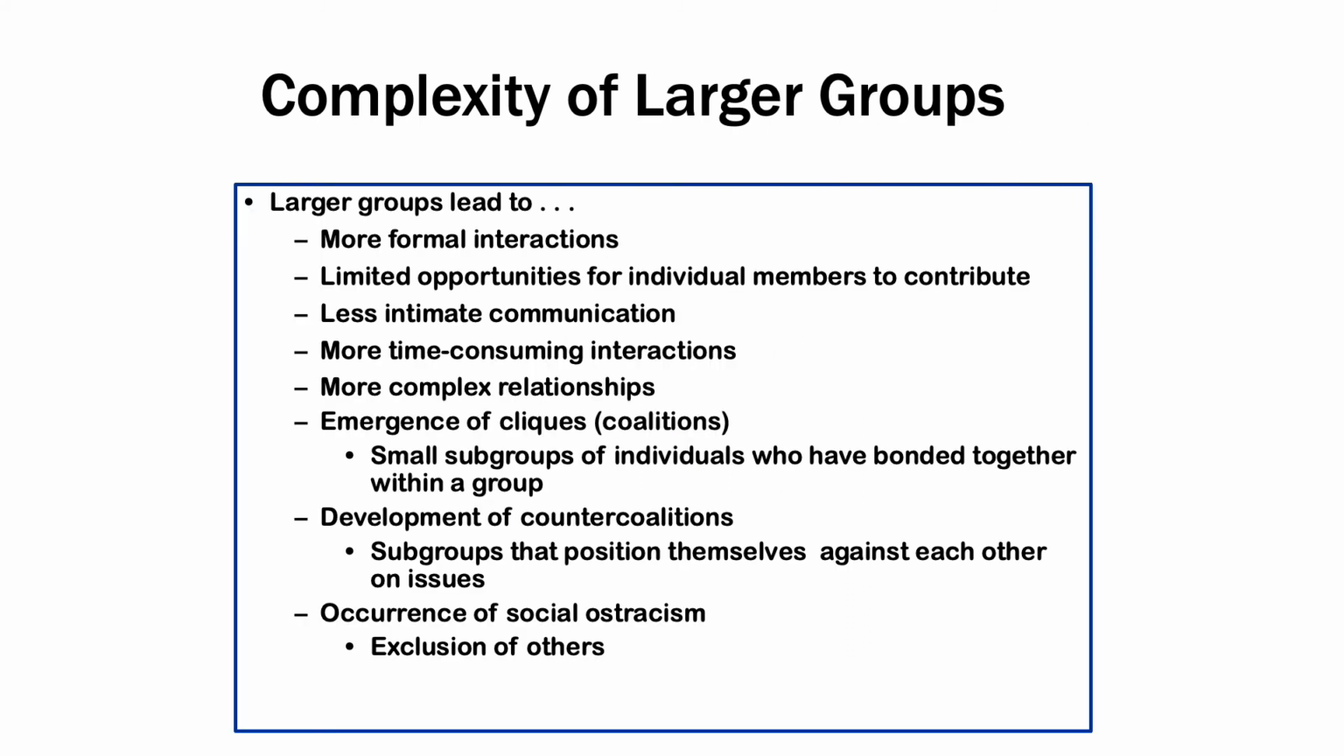There are some challenges with larger groups. Sometimes there are more formal interactions instead of the informal, and informal interactions can be healthy in a group situation. There might be less opportunity for individual members to communicate or contribute. It could be more time consuming. Large meetings tend to be longer and more time consuming. There are a lot more relationships, as we just saw. Adding another member creates more relationships. You often then can run into cliques or coalitions or subgroups and then counter coalitions.